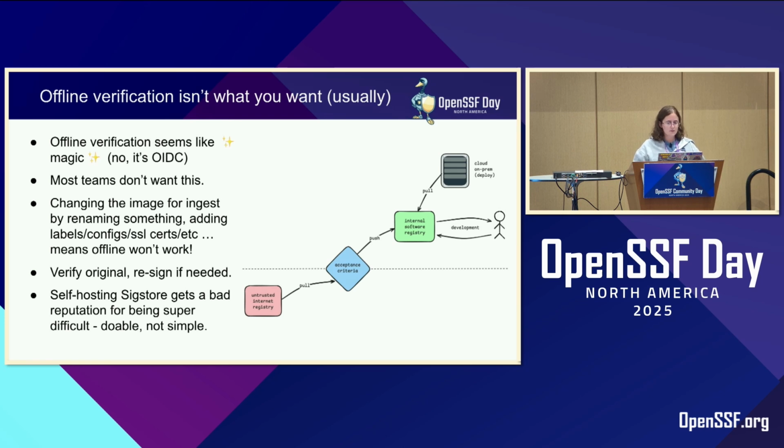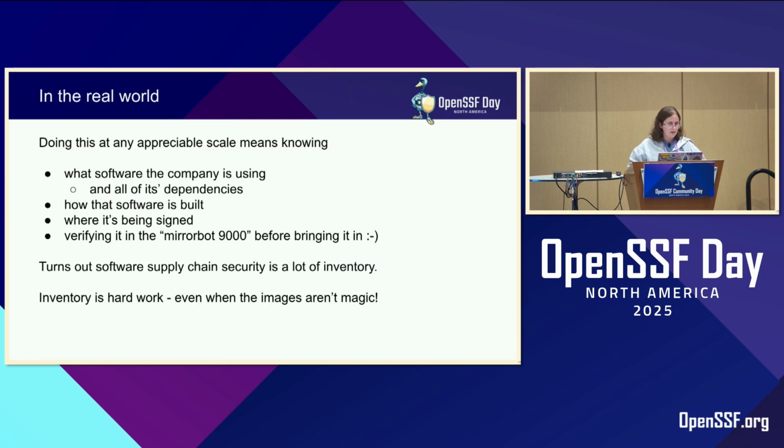Self-hosting Sigstore gets a bad rap for being incredibly difficult. It's not, it's doable. It's not simple, but it's doable. In the real world, doing this at scale means knowing what software you're using, how that software is built, where it's being signed, and verifying it in that MirrorBot 9000 before you bring it in. Turns out software supply chain security is a lot of inventory. Inventory is hard work, even when it feels like magic.